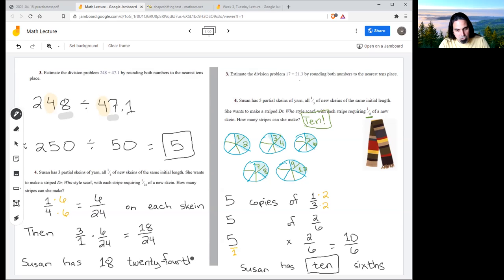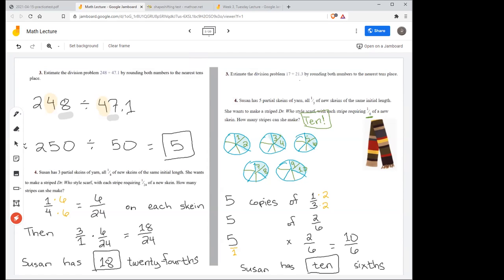She gets 18 stripes. Questions about number 4? I'm good.